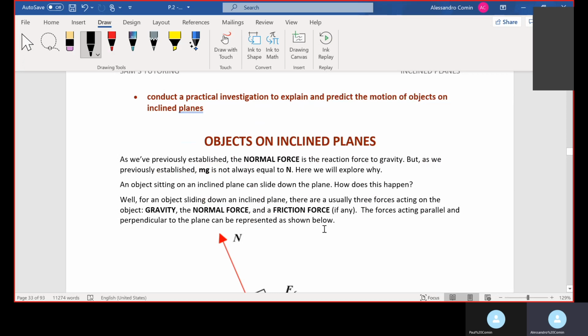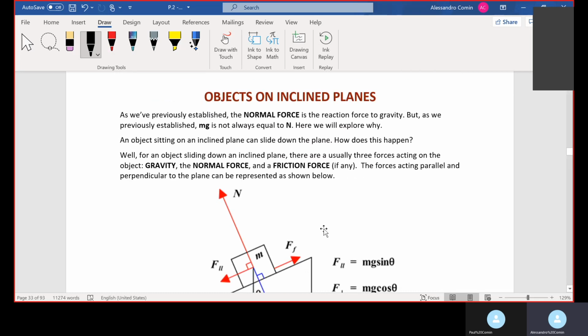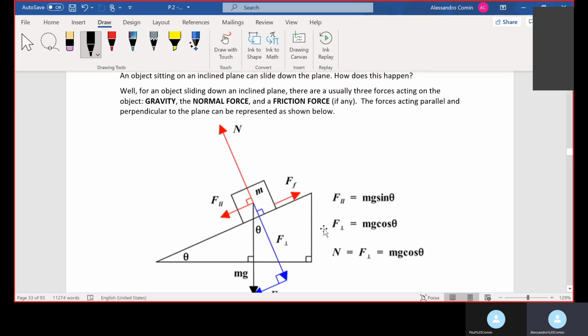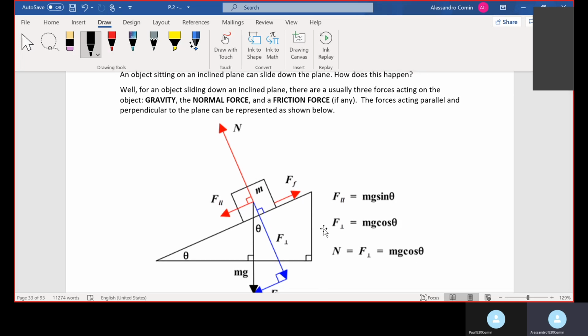Okay, so we're on Lesson 3 now, and Lesson 3 is inclined planes. So what is an inclined plane? Well, an inclined plane in a nutshell is just a plane that is not parallel to the floor. It's just any plane that is at an angle between the floor and the actual surface. So an example would be if you tilted your book at an angle. That's an example of an inclined plane.